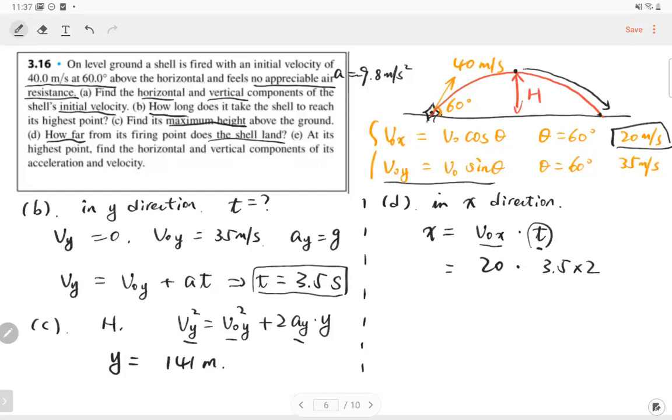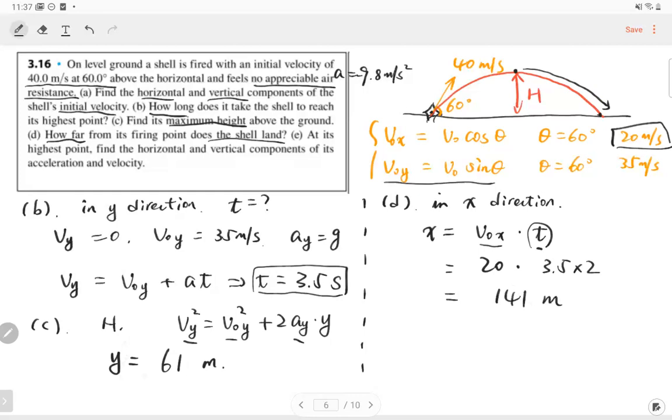Okay, so we have... hold on, did I get it correct? And this y, I got the wrong number here. The displacement in the y direction is 61, and the displacement in the x direction is 140.